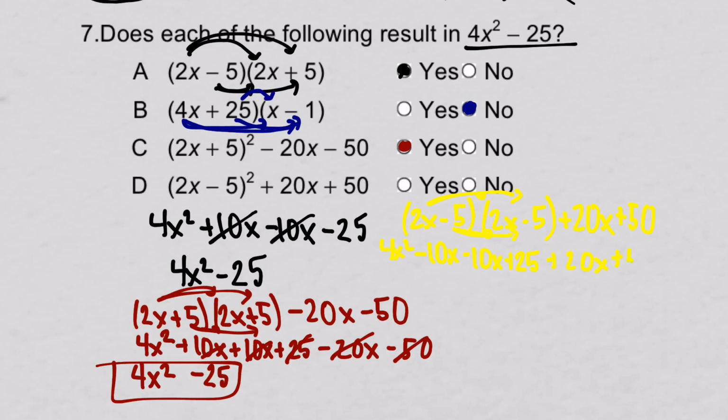Let's simplify. Negative 10x and negative 10x and positive 20x all cancel each other out, right? That's negative 20x plus 20x. The positive 25 and the positive 50 make positive 75. So what I have at the end is 4x squared plus 75. That's not what I want, so the answer to that one is no.